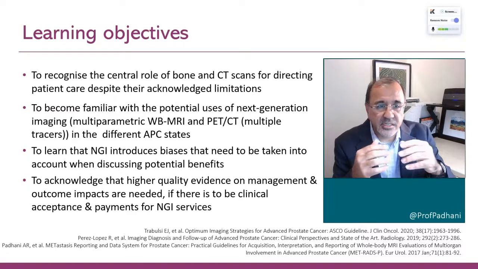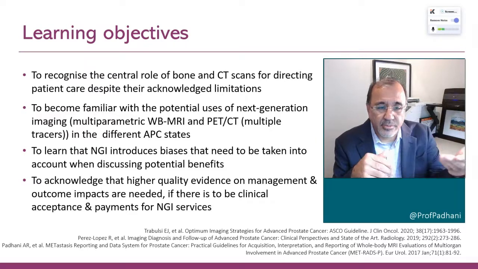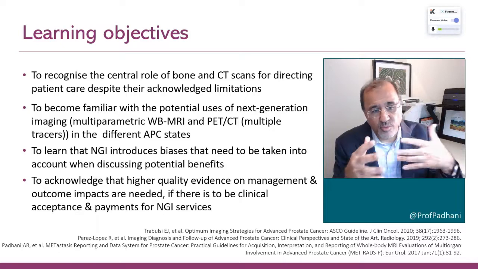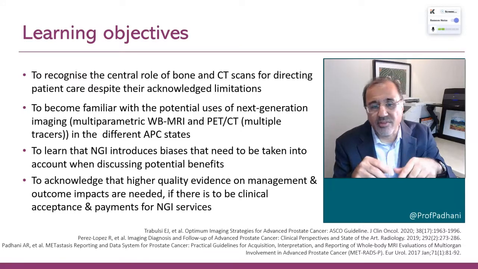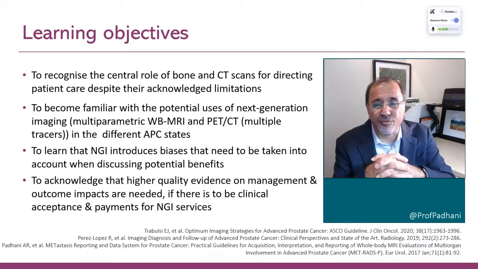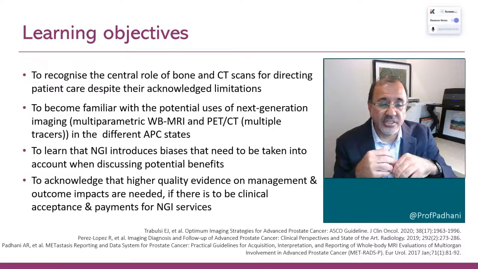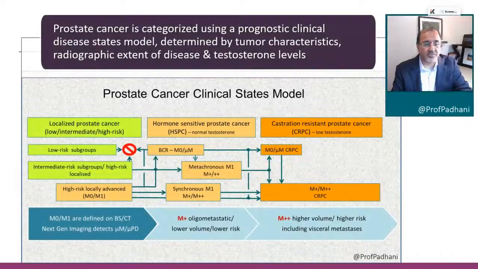We will then discuss the biases that we need to take into account as we use more sensitive imaging. And finally, we'll be able to acknowledge that we require a higher quality of evidence on the management and the outcomes impacts of the use of next-generation imaging technologies if these technologies are going to be more widely accepted, and more importantly, we get paid for these services.